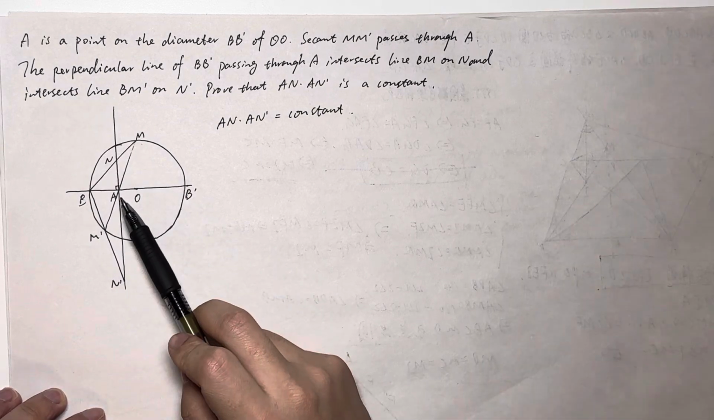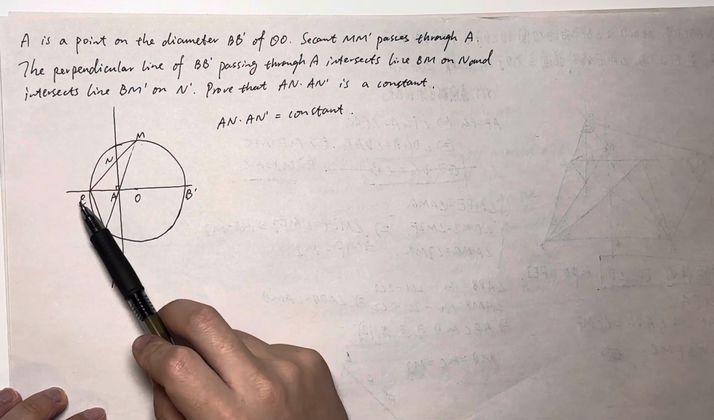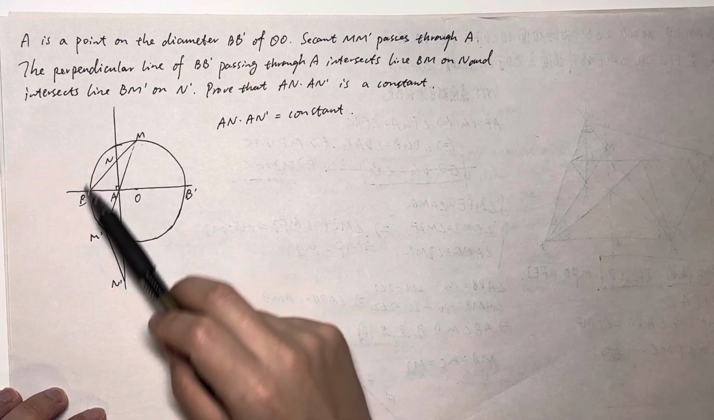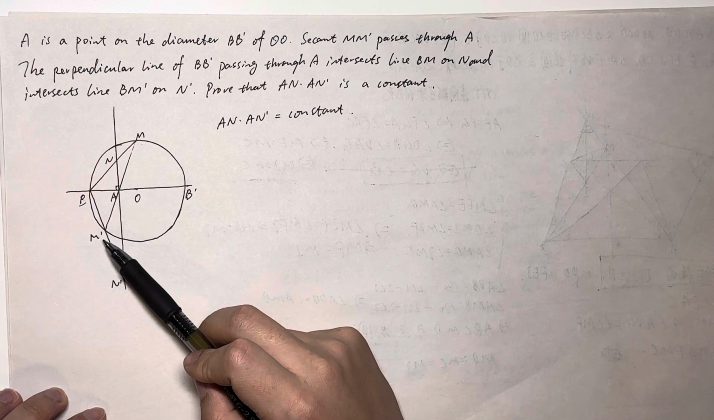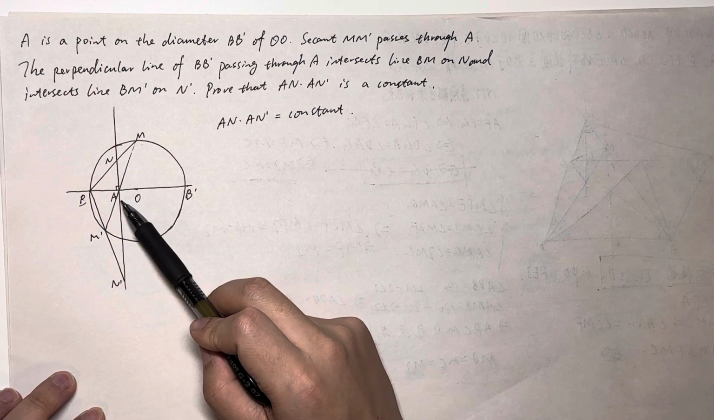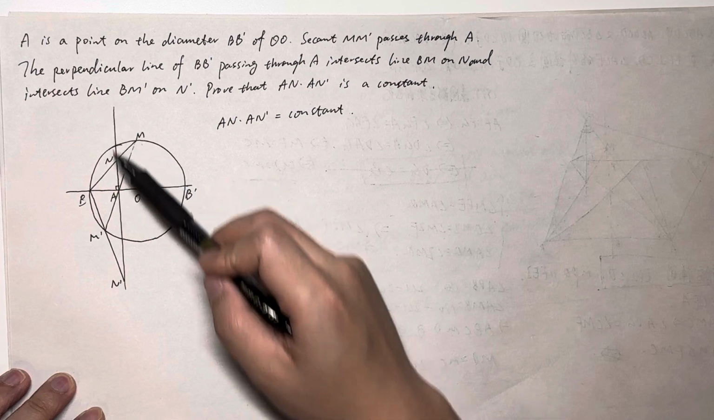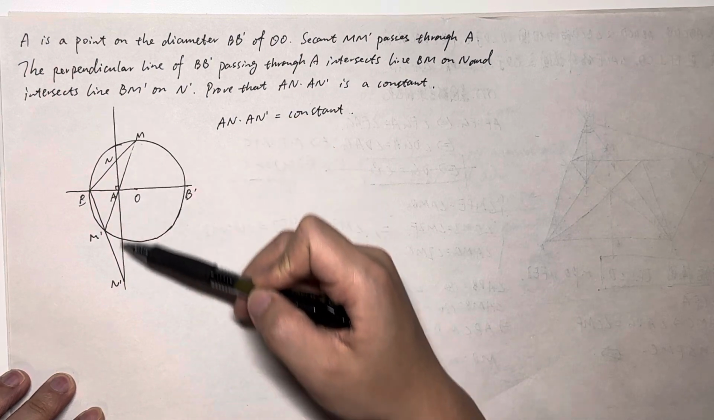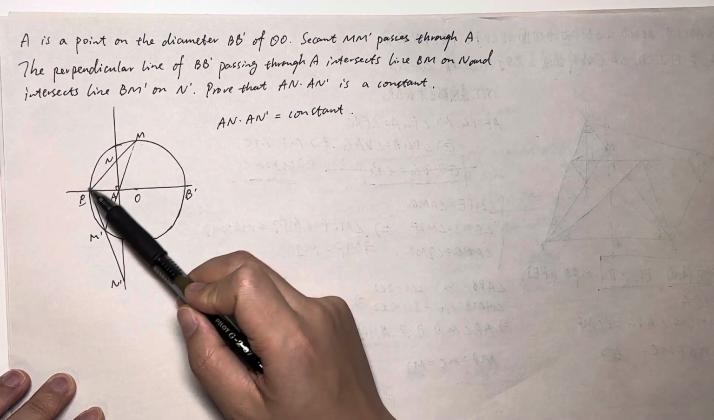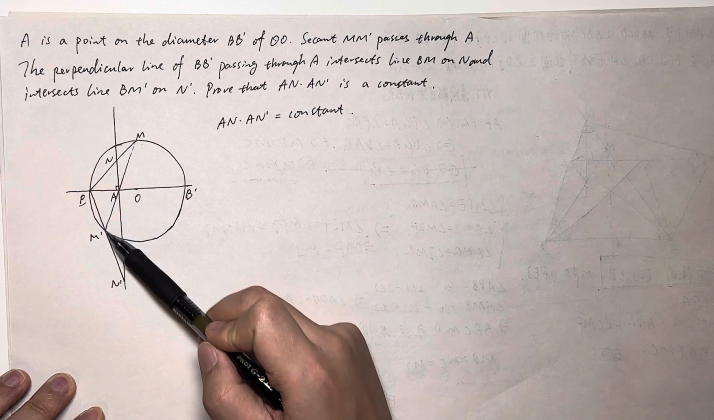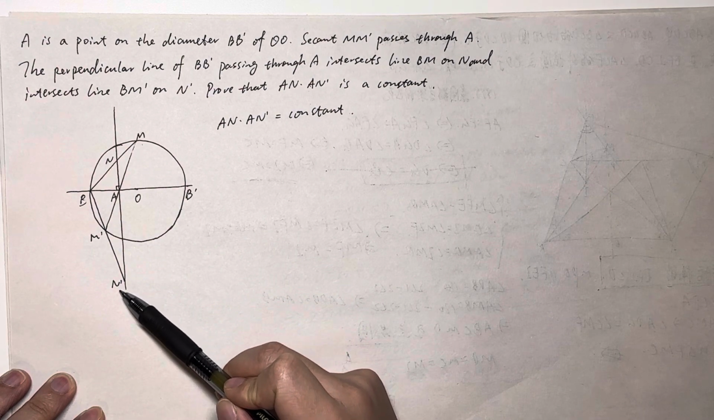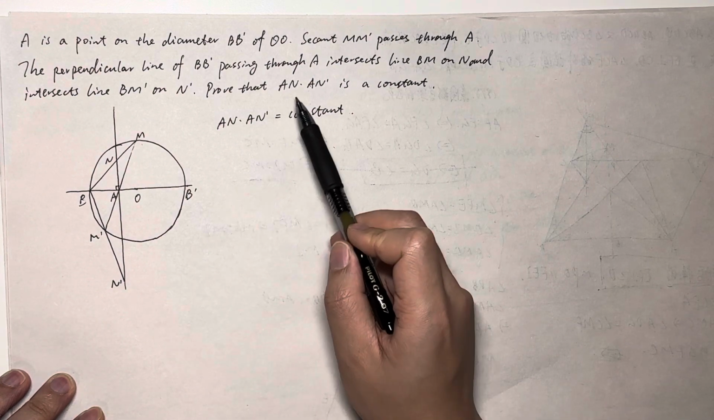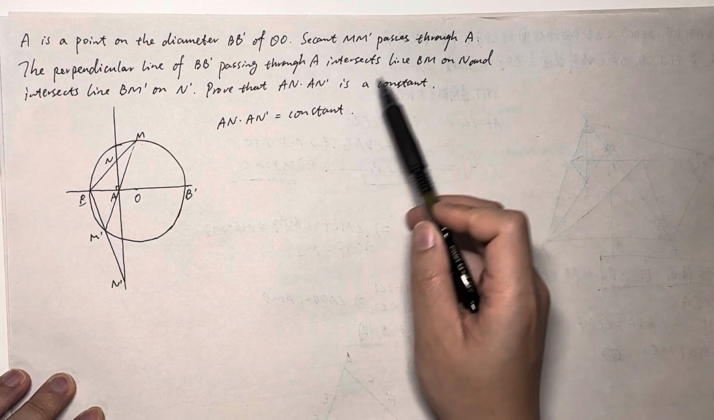Here is a problem. A is a point on the diameter BB prime of circle O. Secant MM prime passes through A. The perpendicular line of BB prime passing through A intersects line BM on N and BM prime on N prime. Prove that AN times AN prime is a constant.